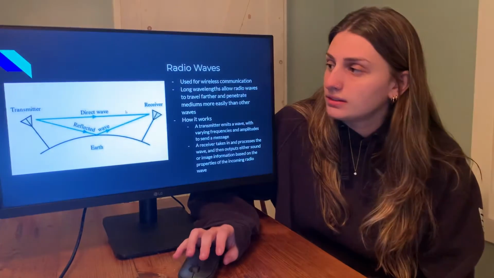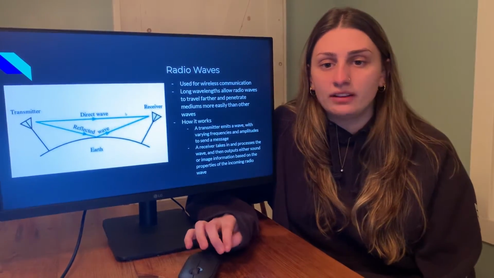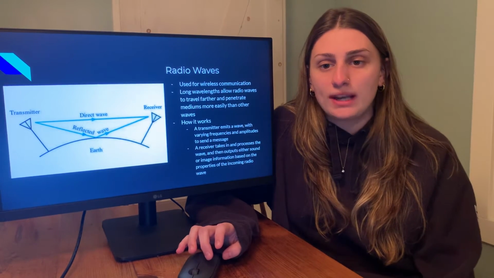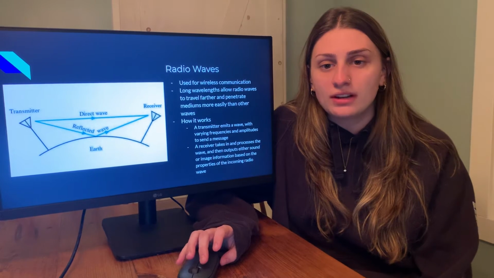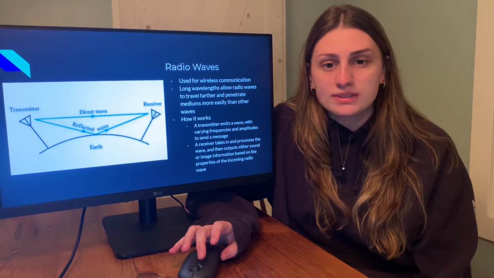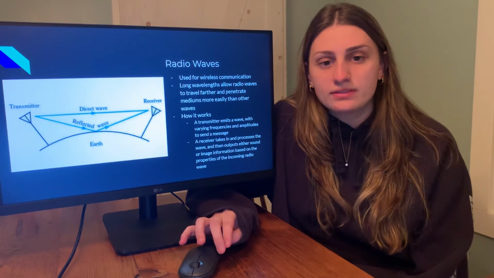So the first portion I wanted to talk about on the EM spectrum is radio waves. Radio waves have the longest wavelength and lowest frequency of any EM waves and are most commonly used for everyday wireless communication, like radios, cell phones, and wireless internet, and they all rely on movement of radio waves.